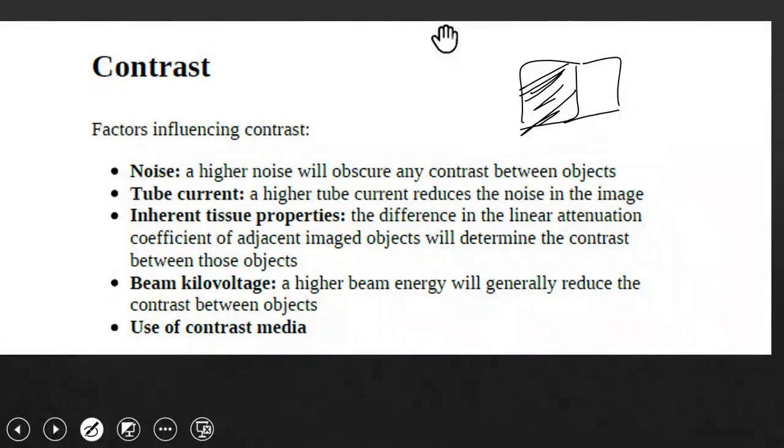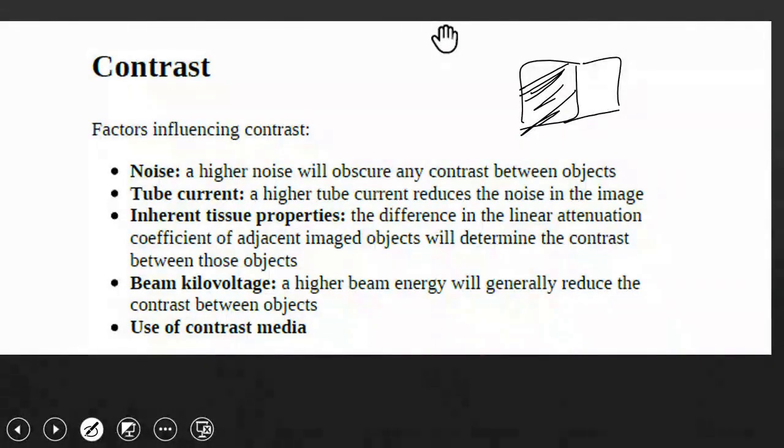Higher tube current reduces noise in the image. Naturally, the tube current is the electric current flowing through the tube. I mentioned there is filament current and tube current. The tube current represents the movement of electrons, specifically how many electrons pass from the cathode to the anode. Higher current means a higher number of photons, which relates to the noise present in the image.